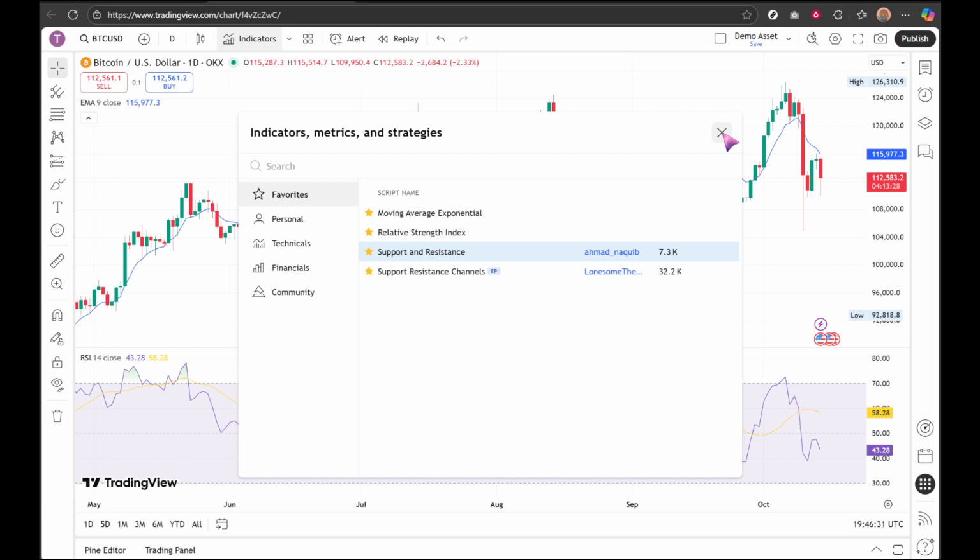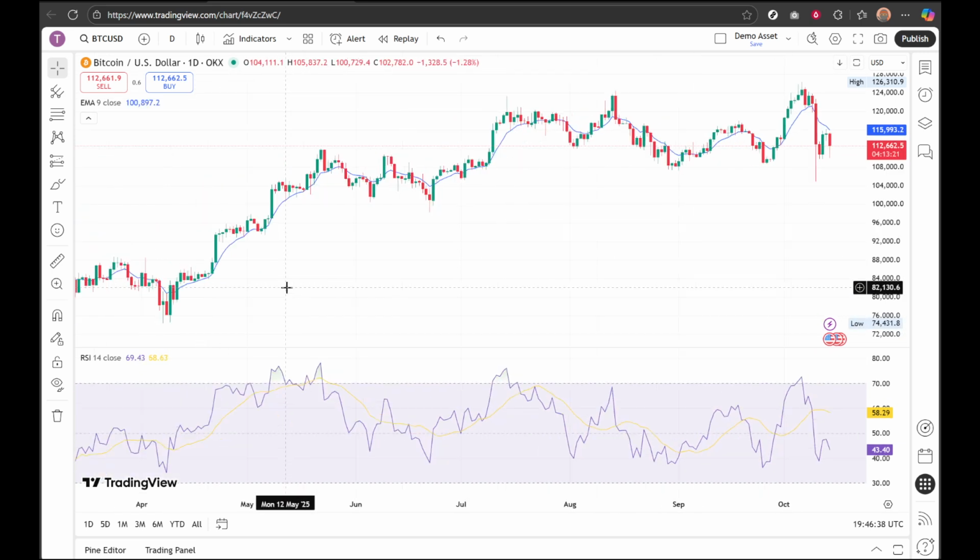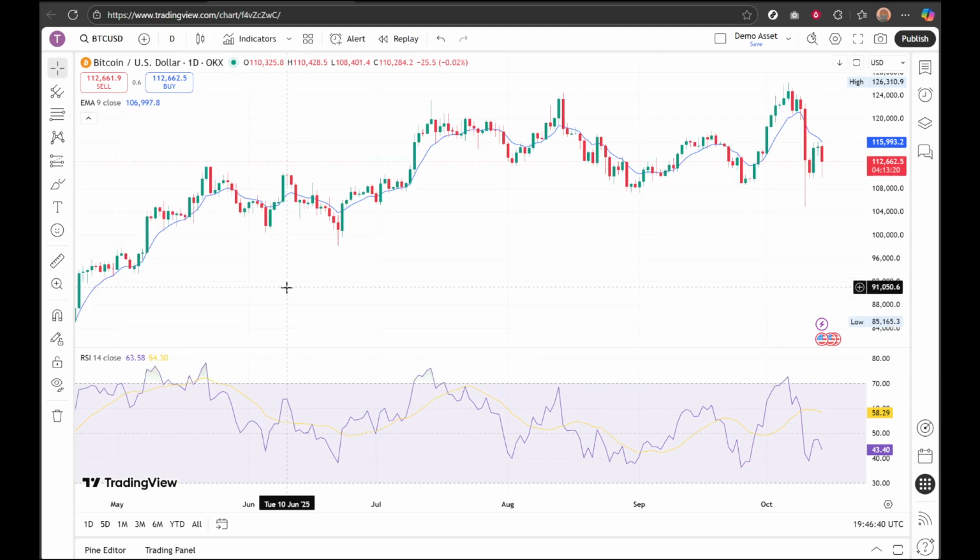To make these zones easier to see at a glance, click on Highlight. This shades the support and resistance areas so they stand out from the background. It's especially helpful when you're scanning quickly or working on a smaller screen. If the shading feels too strong or too light, you can adjust the look later in the indicator settings so it matches your chart style.